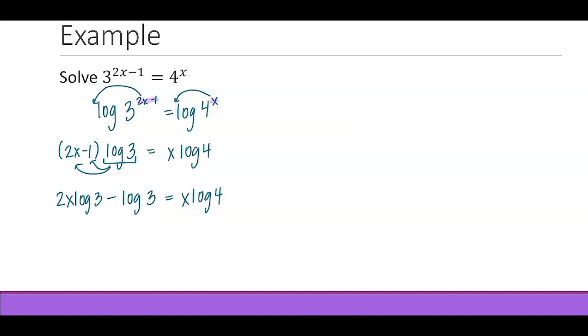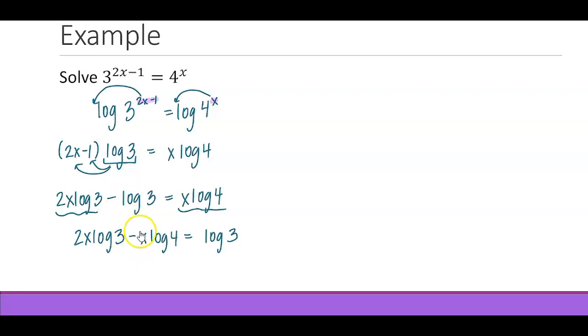So I want to get the two terms with x's to one side of the equal sign, and the term without an x on the other side. So I'm going to keep 2x log 3 on the left, and subtract x log 4 to this other side. I'm going to move it over, and then I'm going to add log 3 to the other side. So I'm just collecting like terms, like I would with any other equation. It's just that we have to remember log 3, log 4, those are just numbers.